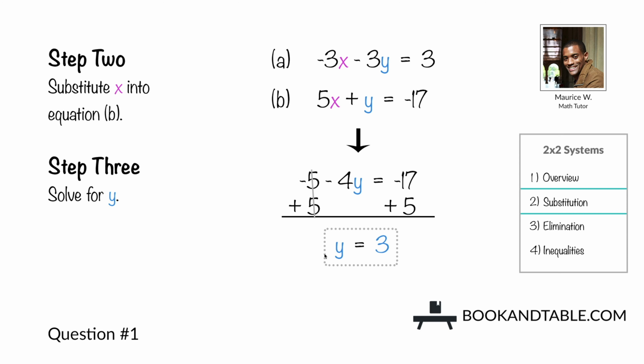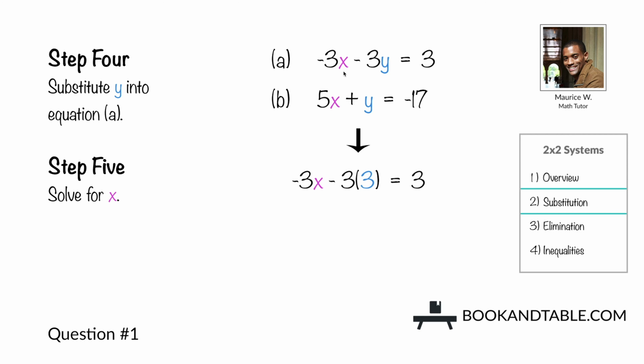So now that we've solved for y, step 4, we want to substitute y into the other equation, equation A. So we'll plug it in here, and then step 5, we'll solve for x, giving us negative 3x minus 3 times 3 is equal to 3. Negative 3 times 3 is equal to negative 9.